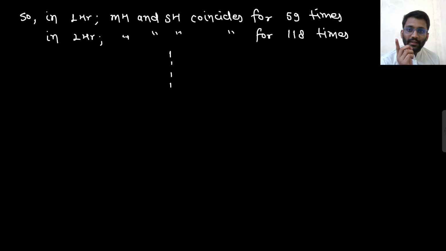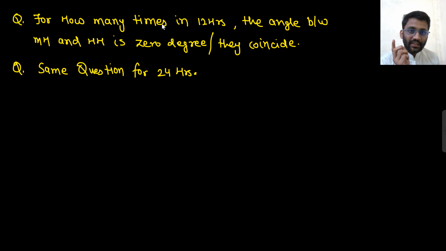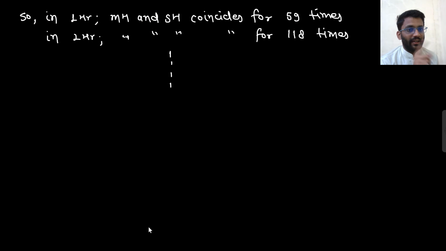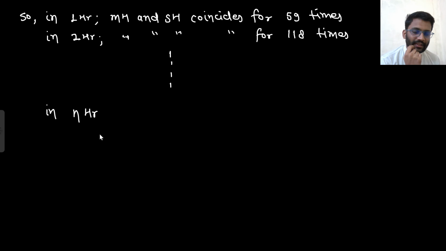Why am I saying so? Because these kinds of questions are asked. The angle between the minute and hour hand is 0 degrees when they coincide. So these kinds of questions are asked. So they can ask between the minute and second hand as well, right? So in 2 hours, it collides for 118 times. In n hours, not in n hours, I should not write. In 12 hours, it would collide for 59 into 12 times.